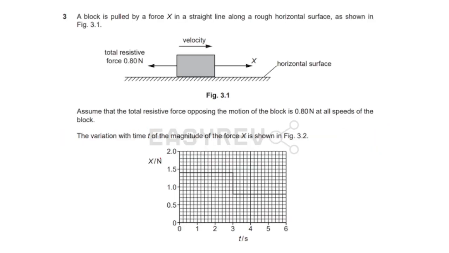Now here's question 3 and let's read through it first. A block is pulled by a force X in a straight line along a rough horizontal surface as shown in figure 3.1. So here's the diagram. There's some velocity V, some forward force X, a total resistive force of 0.8 newtons. Assume that the total resistive force opposing the motion of the block is 0.8 newtons at all speeds of the block, so we assume it to be constant. The variation with time t of the magnitude of the force X is shown in figure 3.2. So here we have a graph.